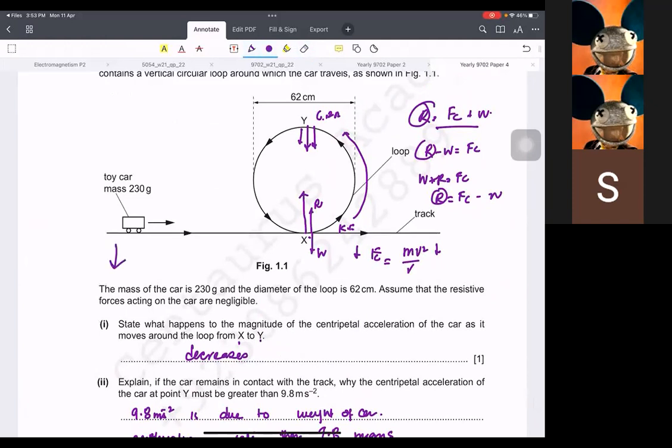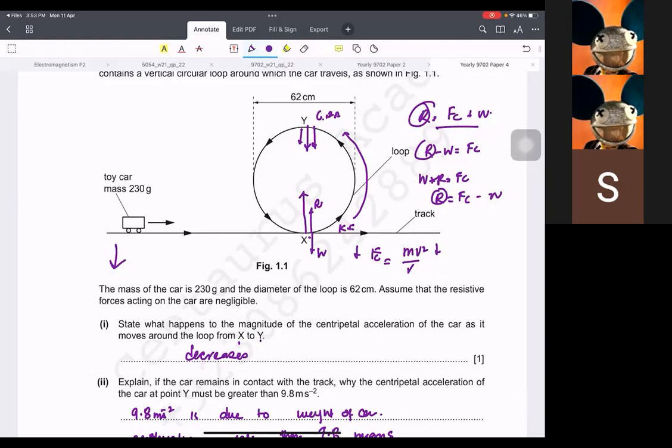Fc is not a force, that you should understand. Fc is not an original force. It is a resultant force. It comes from other forces. Okay.